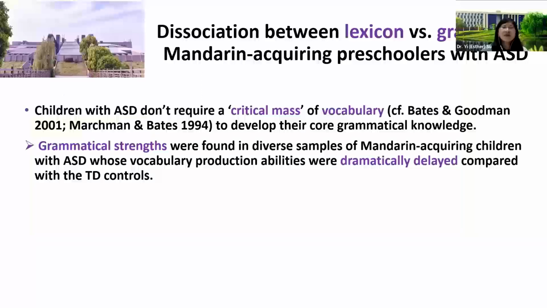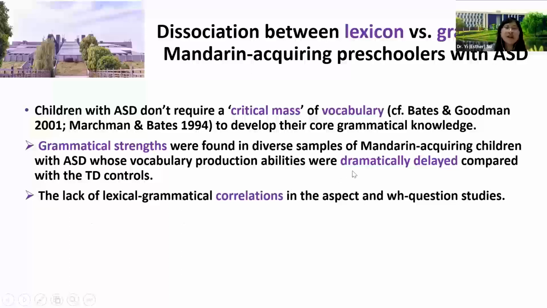And also we found a dissociation between lexical versus grammar domains in ASD, because children with ASD do not require a critical mass of vocabulary to develop their core grammatical knowledge. Grammatical strengths were found in our ASD population, especially in our Chinese population, whose vocabulary production abilities were dramatically delayed compared to the TD controls. So this is a new finding of Mandarin IPL studies.